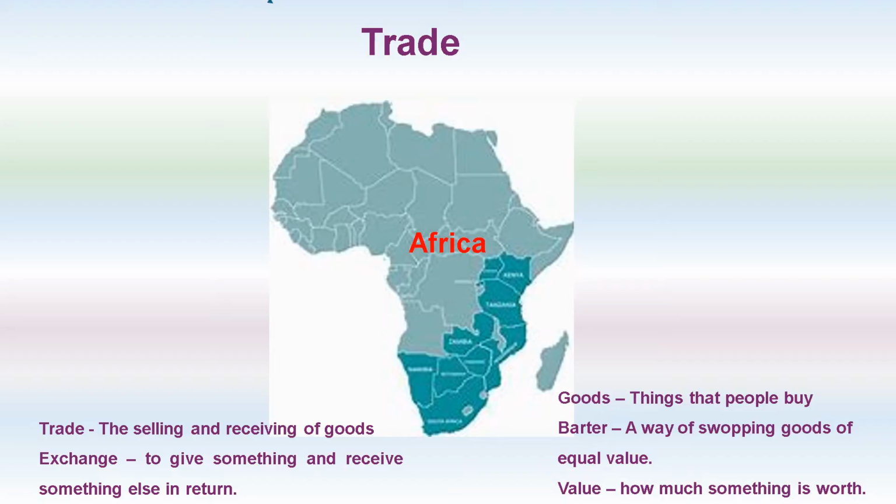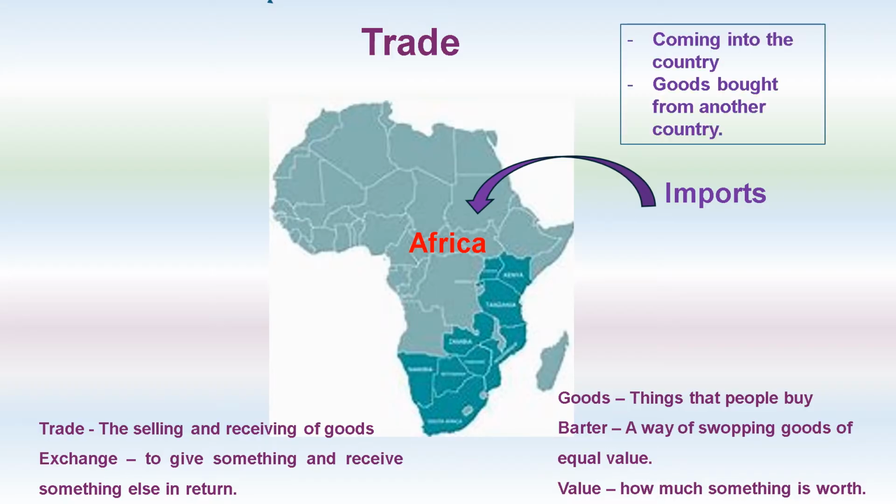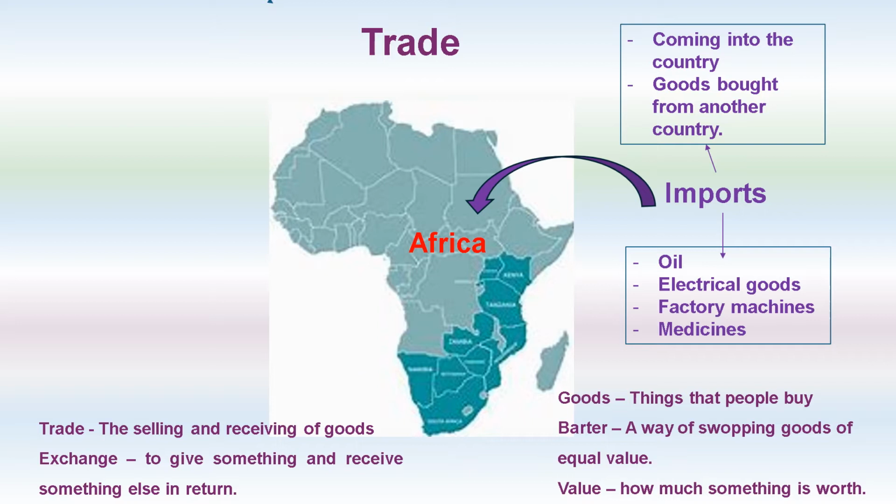Now let's look at Africa. There's two types of trade in Africa. We have goods that are imported. Imports mean basically things that are manufactured in another country and brought into Africa. So these goods are basically things like oil, electrical goods, factory machines, and medicines.